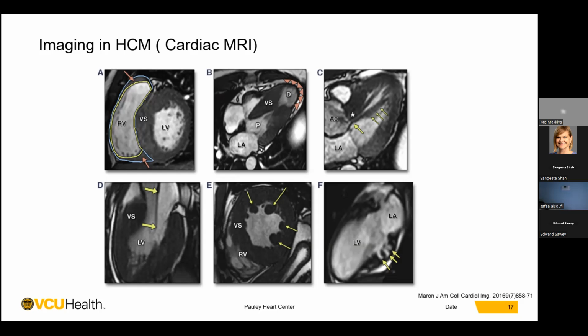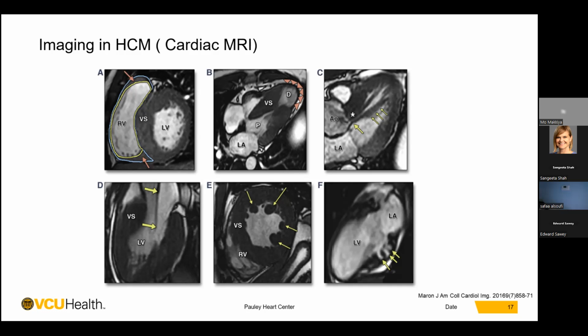In D, we have the elongated anterior mitral valve leaflet, which causes SAM. In E, we have multiple accessory and hypertrophied papillary muscles, which can contribute to obstruction of the outflow tract.